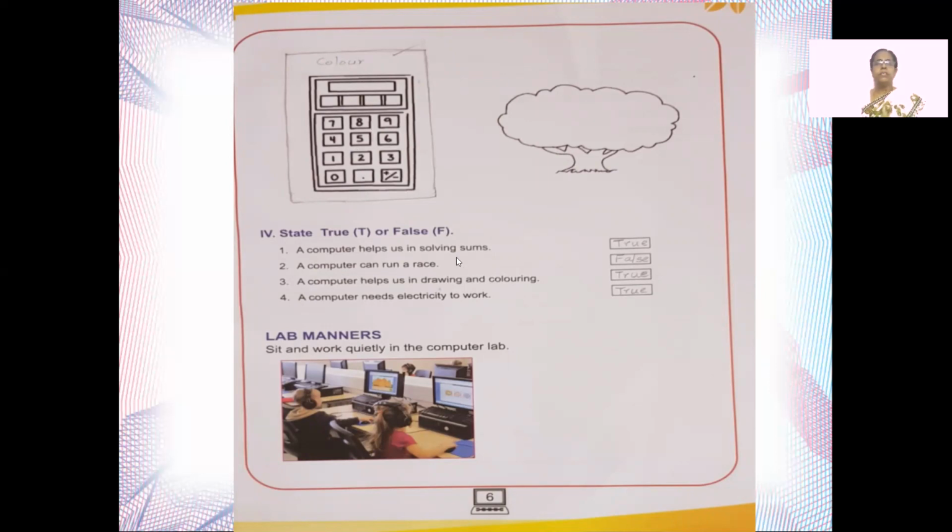State true or false. The computer helps us to solve sums. Yes, true. A computer can run a race. It can run like you. No, false. A computer helps us in drawing and coloring. Yes, it helps us to draw and color pictures. A computer needs electricity to work. Yes, I have to put the plug in the socket, then only it will work. So true. See how you should sit in the lab, and you should sit down quietly in the lab.